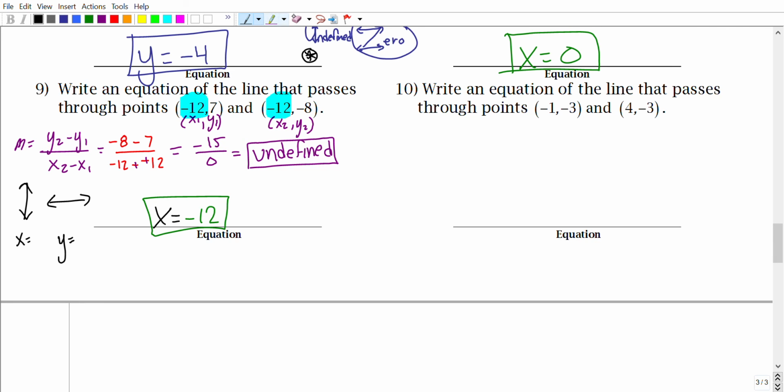So again, let's notice what we're given here and see if we can identify something about those points. It says, write an equation of the line that passes through the points negative 1, negative 3, and 4, negative 3. What do you notice stays the same in both of those points? I'm sure by now you can tell that it's the y values. The y values here never change. This is my x, this is my y, this is my x, this is my y. My x changed, but my y did not. And because my y did not, then it has to be a y equals equation.